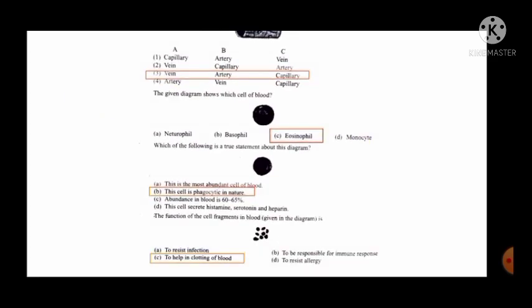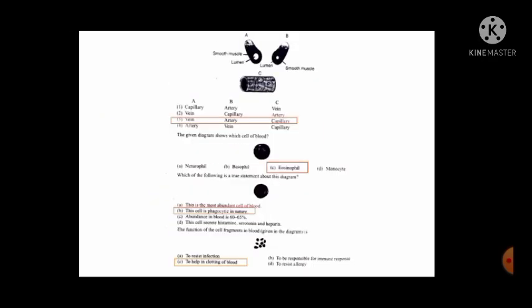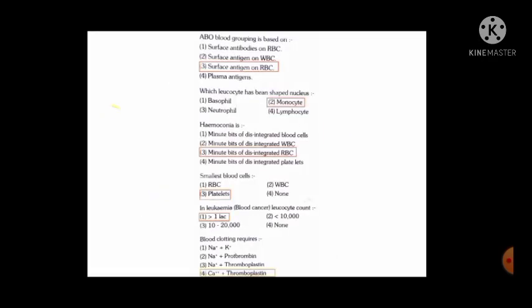What is the function of the cell fragments in blood? These are the platelets, which help in clotting of the blood. The ABO blood group is based on surface antigens on RBCs, which include A, B, AB and O, four types of blood groups.